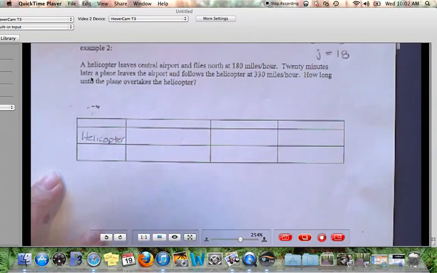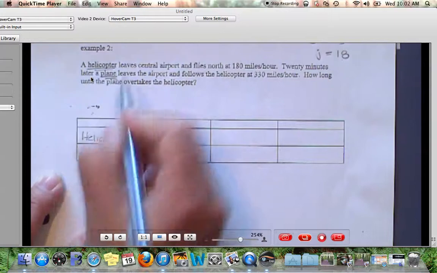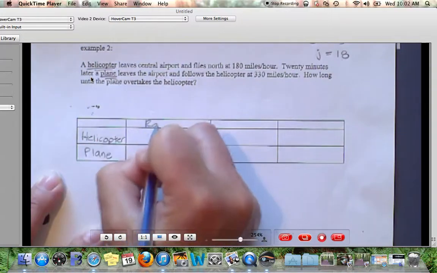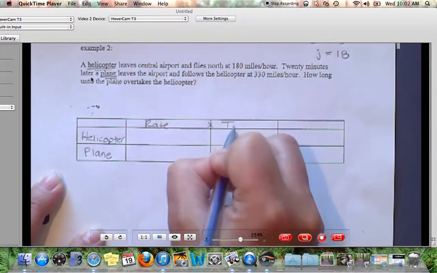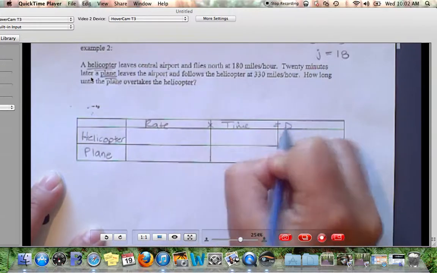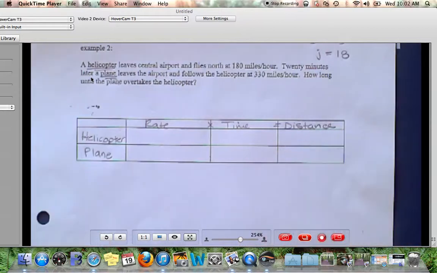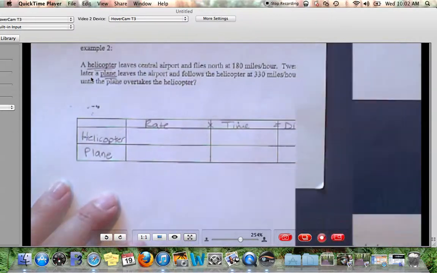20 minutes later, a plane. So we got a helicopter and we have a plane. And let's write our formula. Rate times time equals distance. So it's good to get your chart filled out first and then go back and start really reading the question a little bit more closely. I don't try to do it all at once. I try to just get the labels in first and then work on one column at a time.